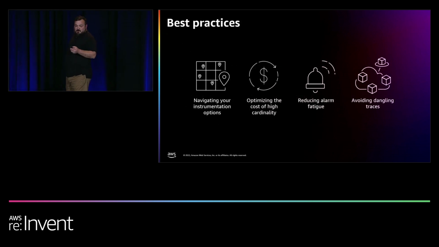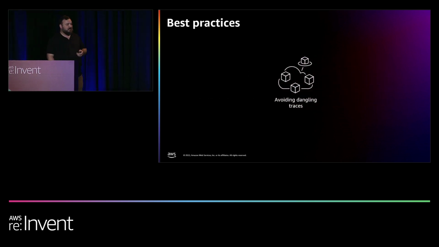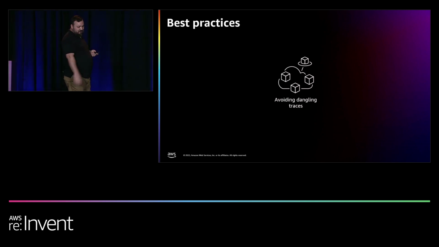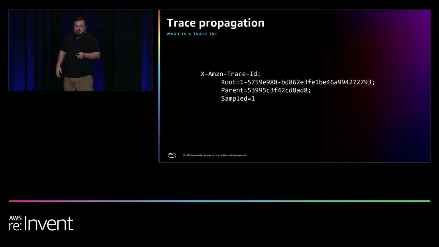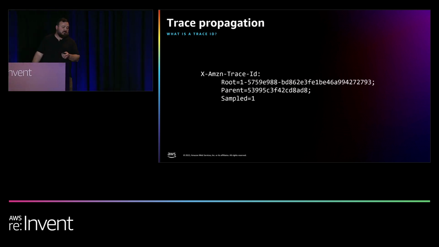All right, last best practice, my favorite. Avoiding dangling traces. This really confuses people. It confuses me. It's really hard to understand how tracing works. But let's talk about what tracing is, first of all. So here's an X-ray trace ID. It has 3 components.